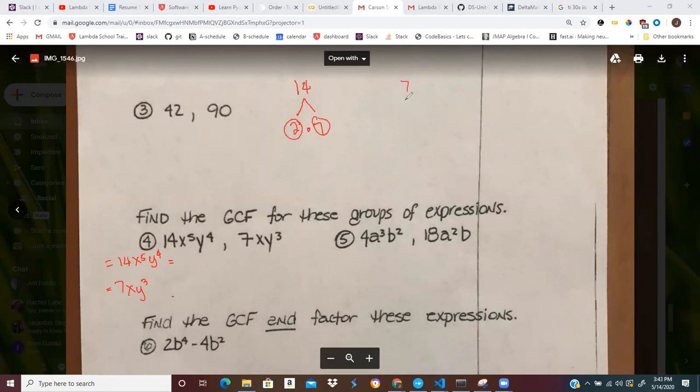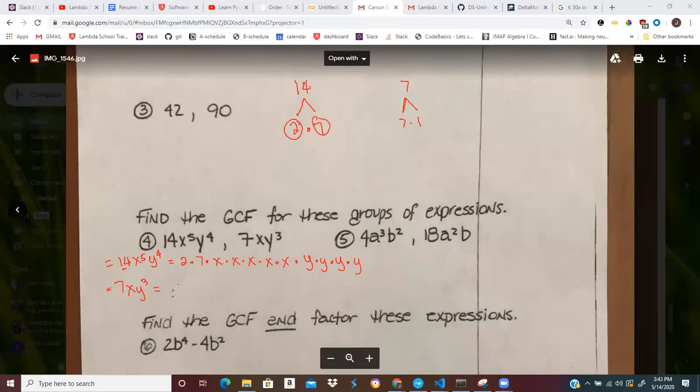And then for 7, it's really just 7 times 1, right? So if it's 7 times 1, you just keep the 7. So for the 14 part, you will write 2 times 7. Now for the x, you have 5 x's, so you have to copy x times x times x times x times x. So x to the 5th means you multiply x 5 times by itself: 1, 2, 3, 4, 5. And then for the y, 4 times: 1, 2, 3, 4. So these are the prime factors of 14, x to the 5th, y to the 4th.